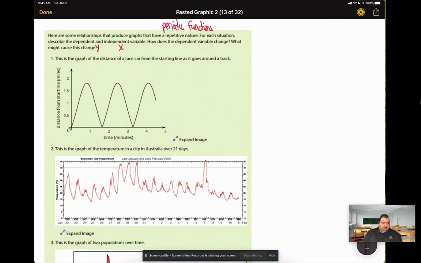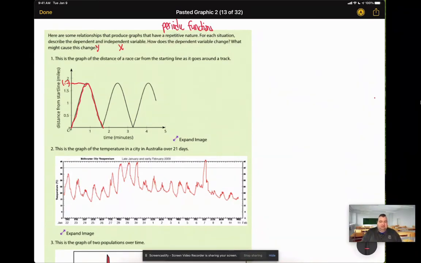Okay, so in this case, the independent variable in number 1 is time, and the dependent variable is the distance from the starting line. And you can see the graph is kind of a wavy shape, so it repeats itself over a certain amount of time. So notice each time it goes through a cycle, it goes about 1.7 miles to the starting line. So it starts at 0 and then goes to about 1.7 miles from the start finish line and then goes back down to 0. And then it goes back up and then it goes back down to 0.